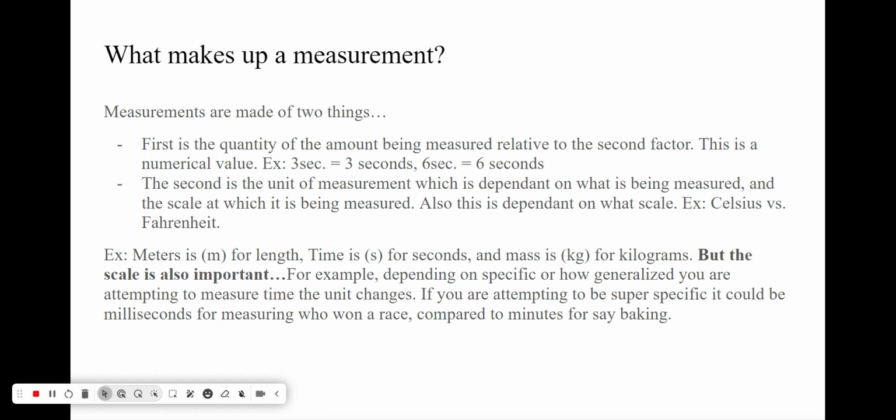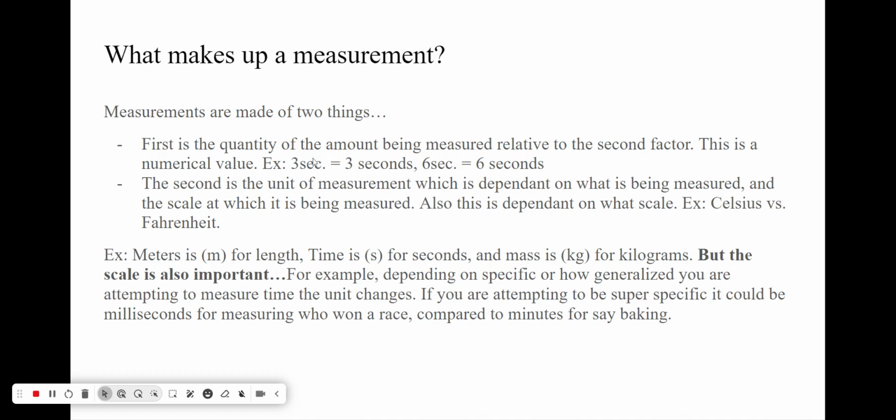And additionally, this is dependent on what scale. As I said, an example of this would be Celsius versus Fahrenheit. The quantity of the amount being measured changes. Say the boiling point for Celsius is 100 degrees Celsius, but for Fahrenheit it is, let me find out real quick, it's 212 degrees Fahrenheit. So obviously those are two very different numbers, showing why what unit of measurement you are using is so important.